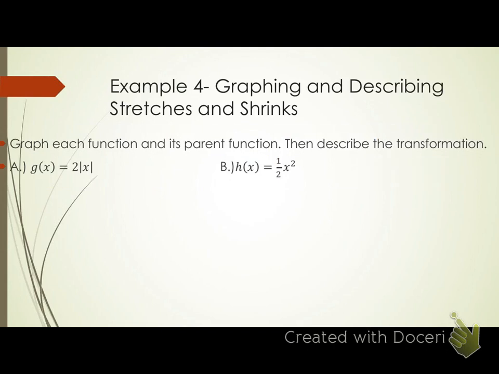It says graph each function and its parent function, then describe the transformation that occurs. So letter A, I've got g of x equals 2 times the absolute value of x. And then letter B, I've got h of x equals 1/2 x squared. So let's start with letter A.